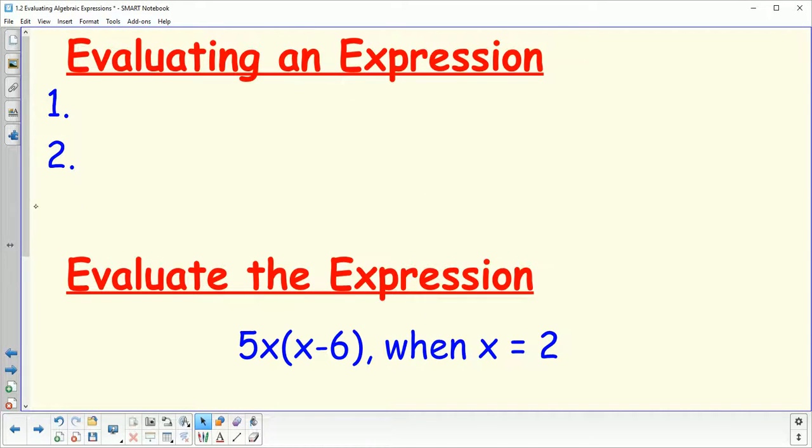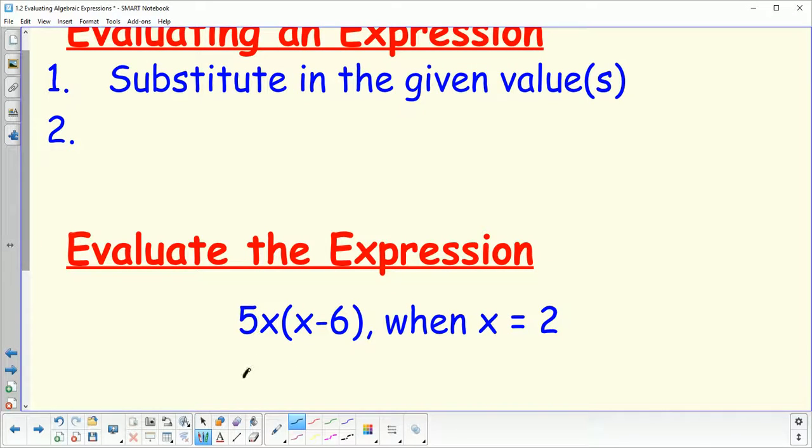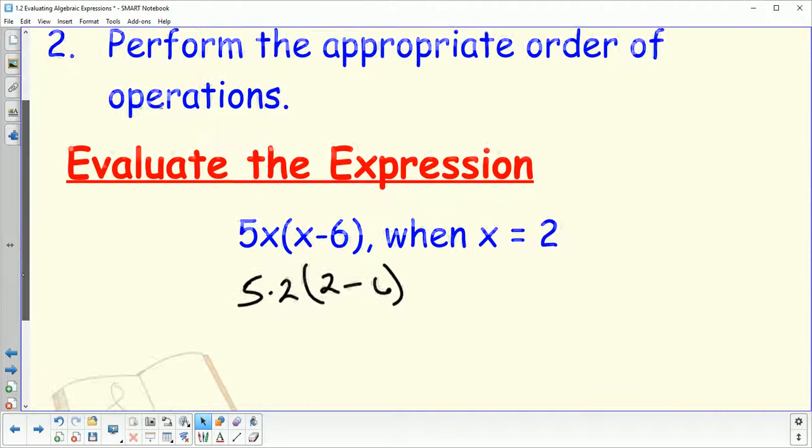And when we want to look at evaluating an expression, that's going to be something like we have down here at the bottom. So we're given a value for x, and what we need to do first is substitute in that given value for x. So if we do that first step, this is going to be 5 and then times 2, and in parentheses, 2 minus 6. So everywhere we have an x, we're substituting in a 2. And then we're just going to follow our order of operations appropriate to what they are.